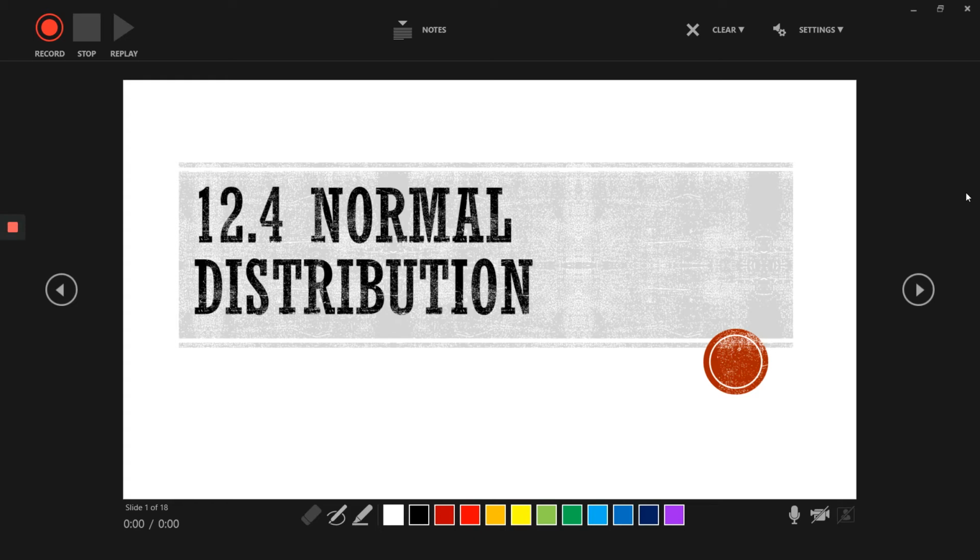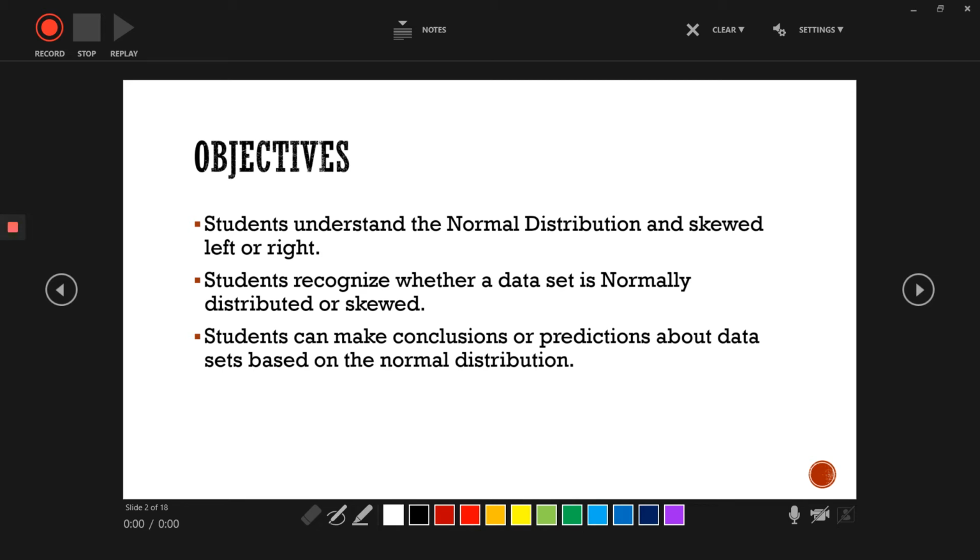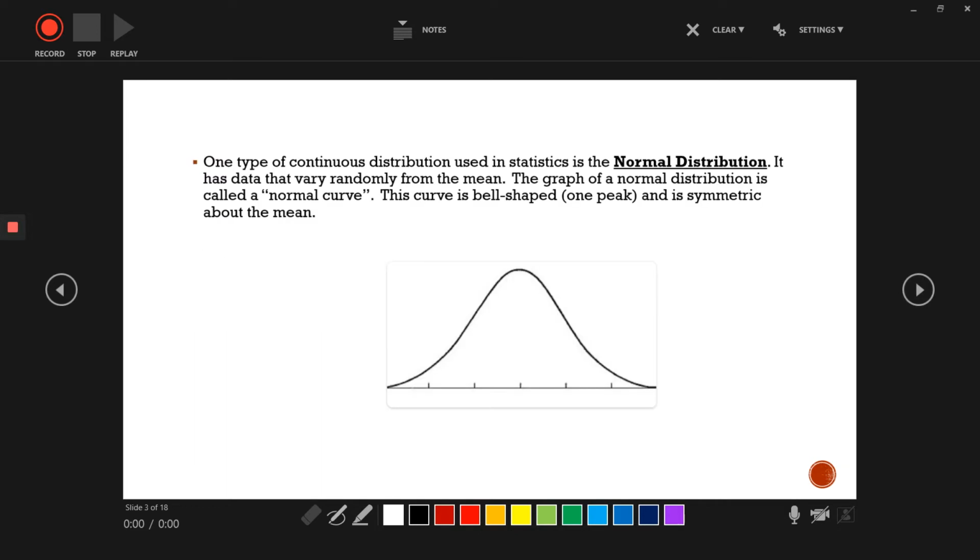This is lesson 12.4, normal distribution. Our objectives for today are to understand the normal distribution and skewed left or right, to recognize whether a data set is normally distributed or skewed, and then make conclusions or predictions about data sets based on their normal distribution.